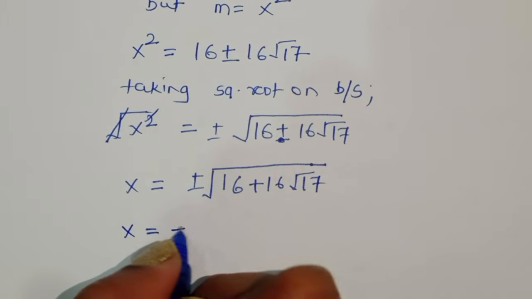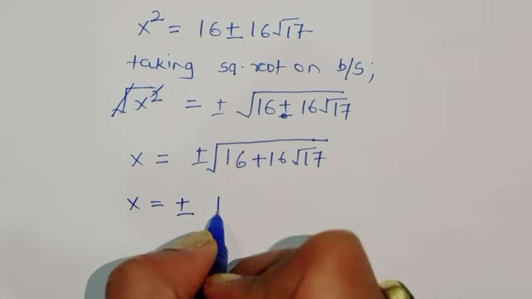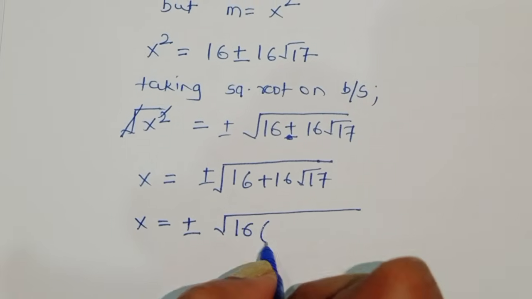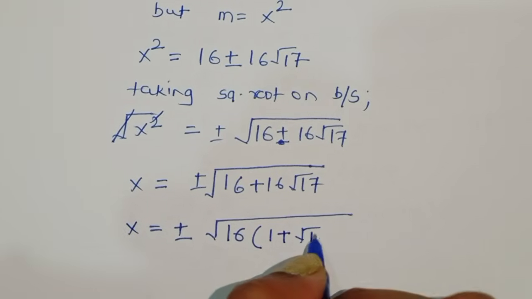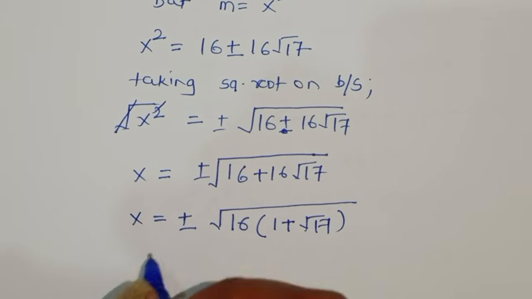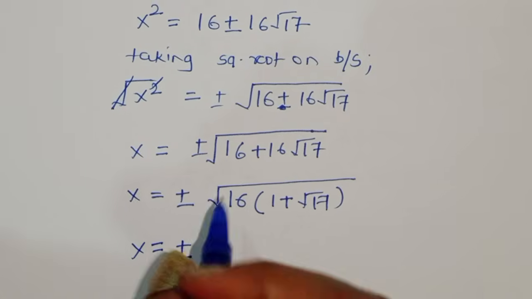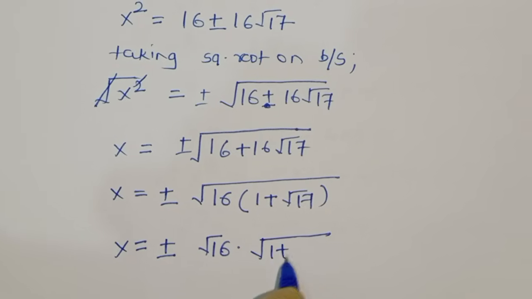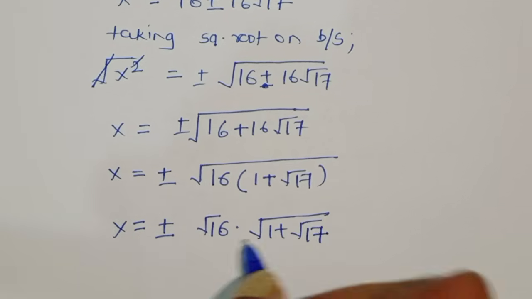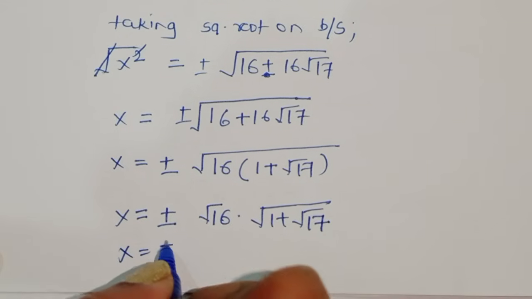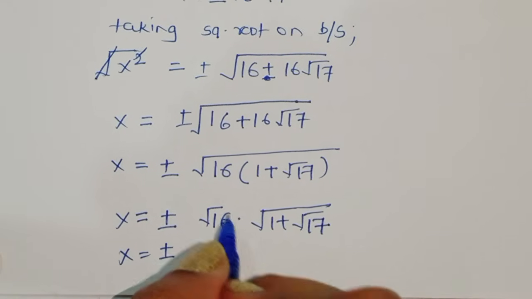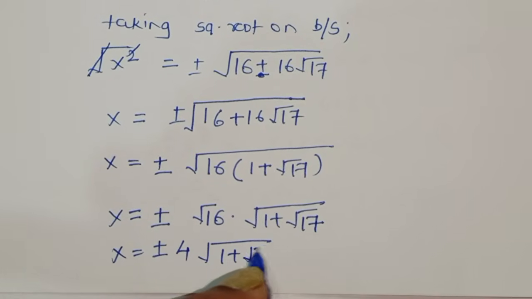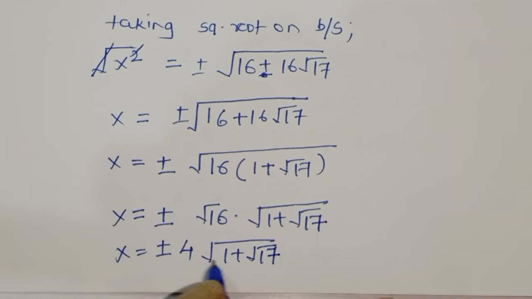Now x is equal to plus minus square root of 16. We are taking 16 common here. So the left term, that is 1 plus square root of 17, right. Now x is equal to plus minus, here square root of 16. So we can take the square root of 16 times the square root of 1 plus square root of 17. Now x is equal to plus minus this square root of 16. So the value of square root of 16 is 4, 4 times square root of 1 plus square root of 17. So we can say this is the value of x.